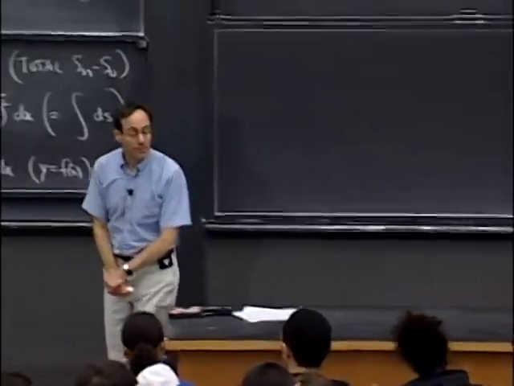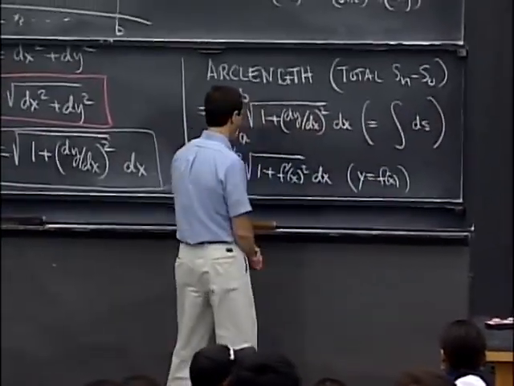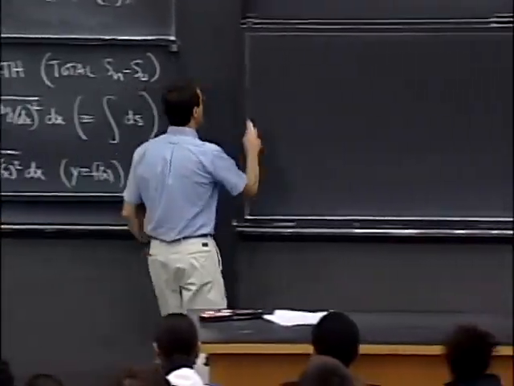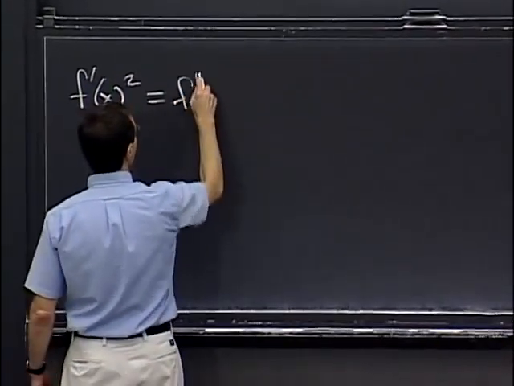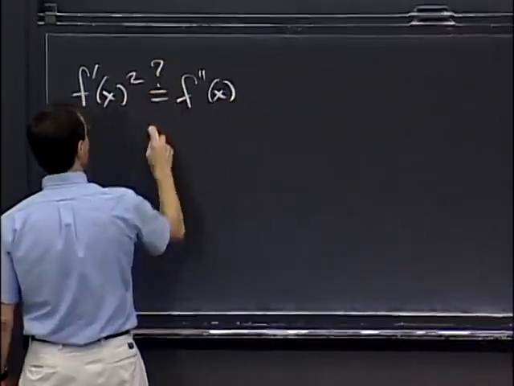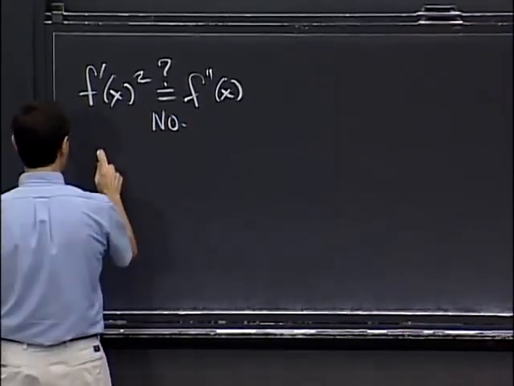Yeah, question? When it says f prime of x squared, is that supposed to be the same as f double prime of x? Okay, the question is, is f prime of x squared equal to f double prime of x? And the answer is no. All right, now let's just see what it is.